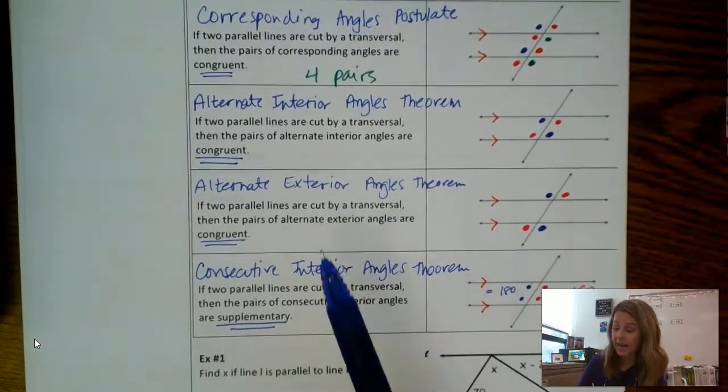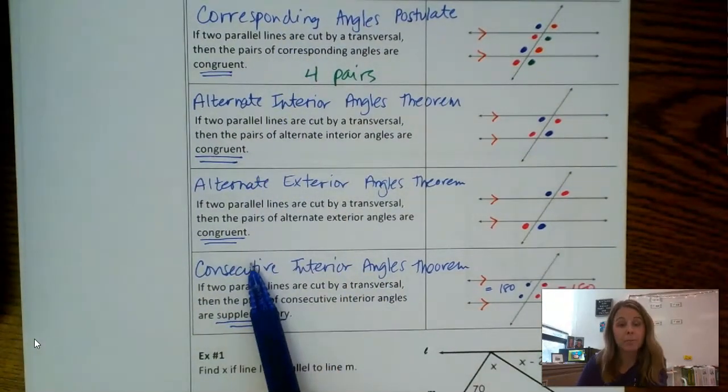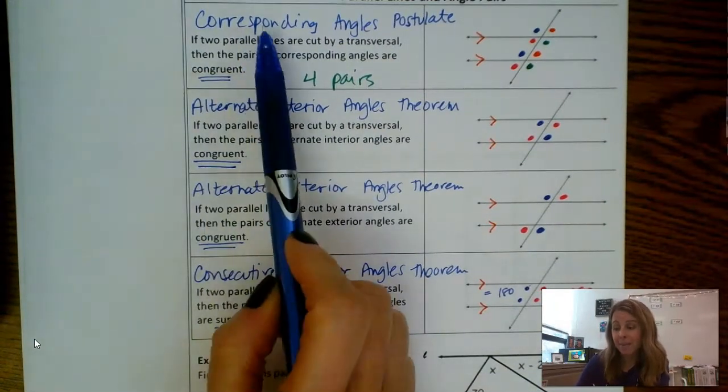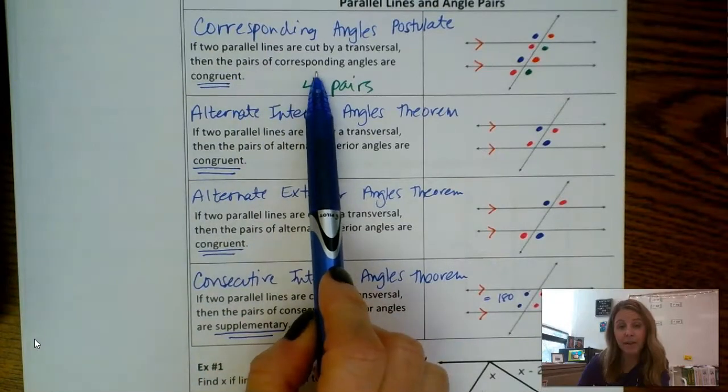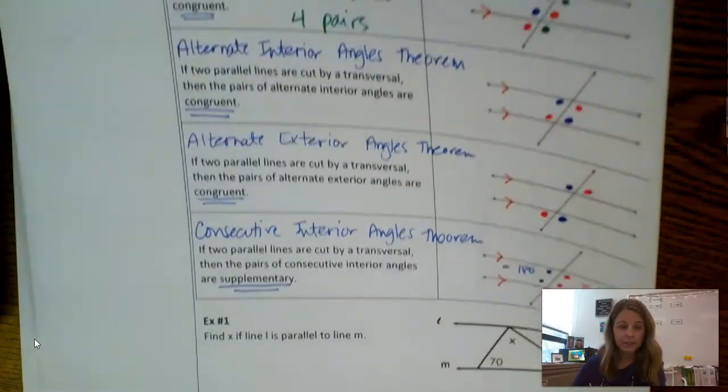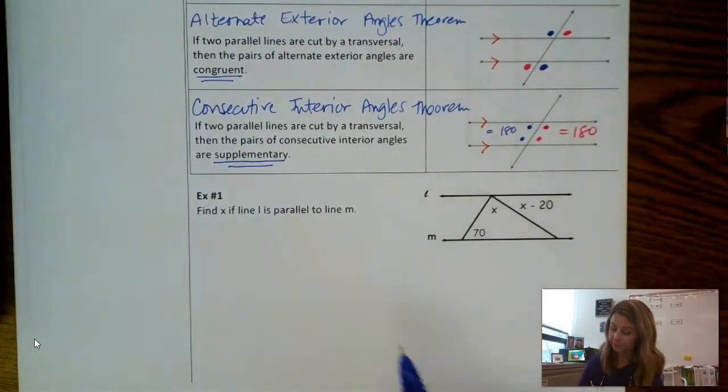Okay, these names you need to know. They show up in proofs, okay? And they're not hard to learn because they match the type of angle you're looking at. So if you're dealing with corresponding angles and you have parallel lines, well, the reason they're equal is the corresponding angles postulate. All right, let's go on to a couple examples here.